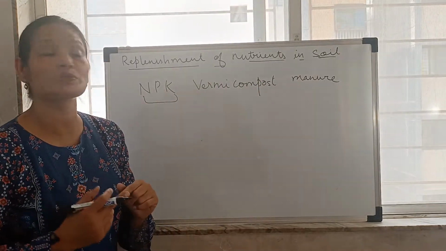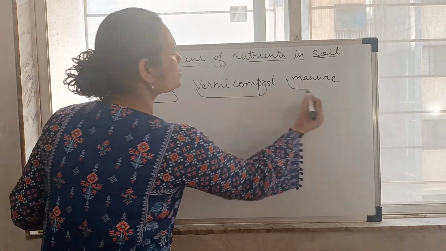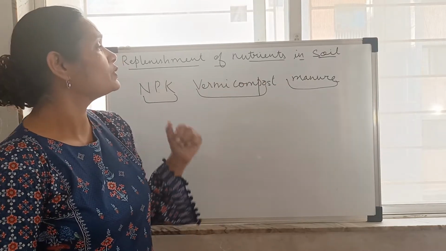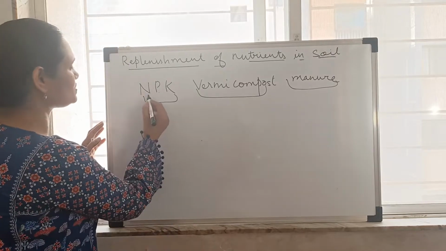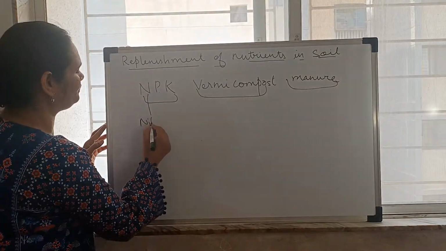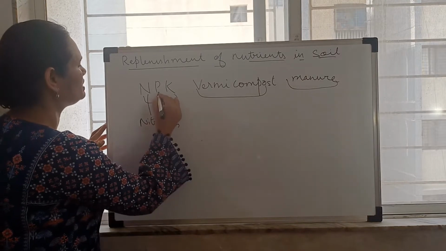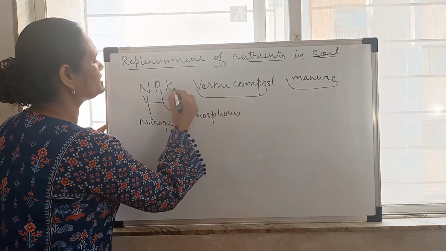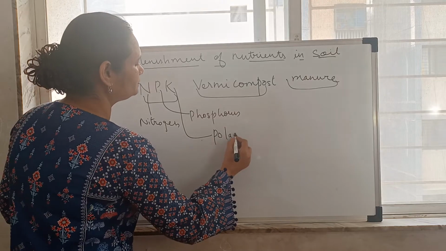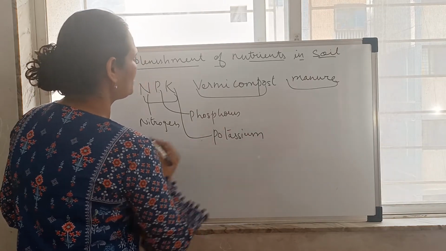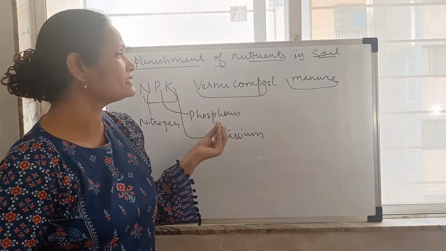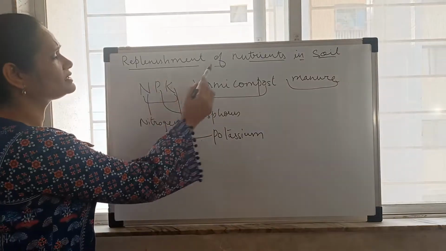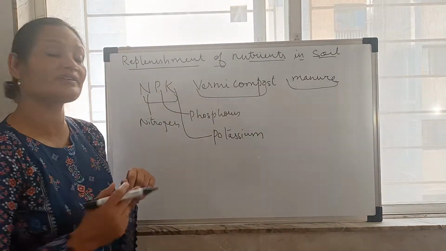So why do we do this? What does this NPK, vermicompost or manure contain that is good for the plants? One basic nutrient it contains is nitrogen. Here this N means nitrogen, this P means phosphorus, and this K is for potassium. So these are a few nutrients that are given to the plant. Today we will discuss how exactly the soil is replenished by some other method also.